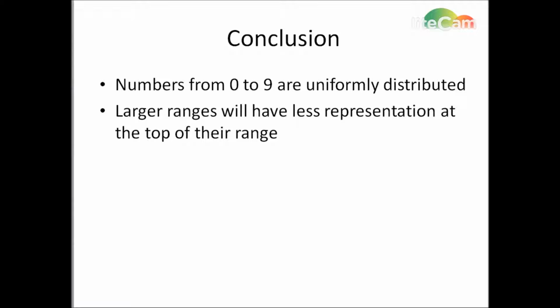The conclusion is that the random number generator gives a uniform distribution of numbers from 0 to 9. However, larger ranges have less representation at the top of their range, and are not uniform.